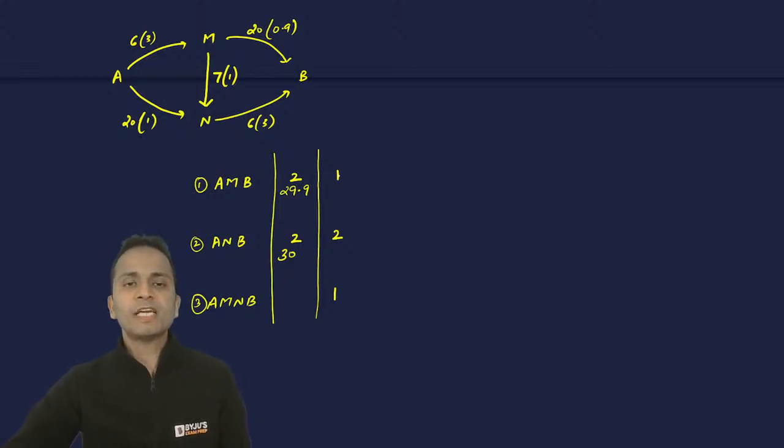So if one car travels from the first route and one car is traveling from the third route, then on the road from A to M, there are a total of two cars.